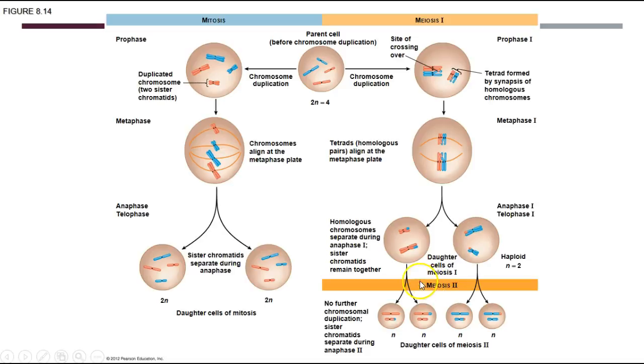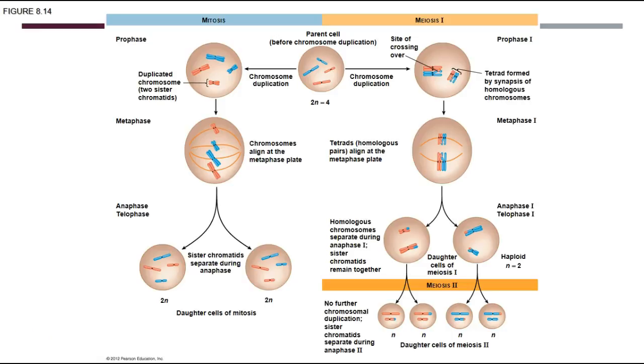pink there. And then finally in meiosis 2, after the further second division of the cell, we end up with daughter cells, each of which is haploid. There are 4 of them, and each one is different than the other. They have different combinations of the chromosomes because of the crossing over that occurred back here in prophase 1.